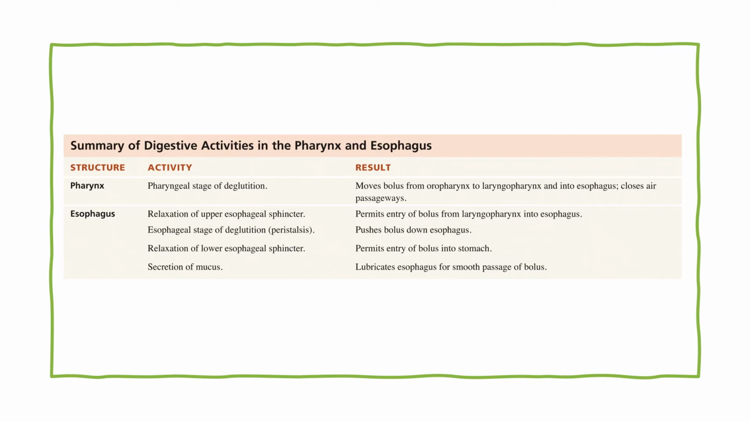So in this table, we can see the digestive activities of the pharynx and esophagus. So in the pharynx, we get that pharyngeal stage of deglutition, and then we have our results on the right here. And then we have the esophagus, and then the activities at the esophagus as well.